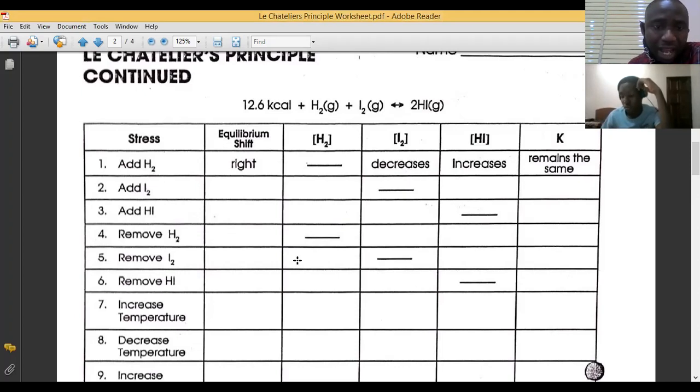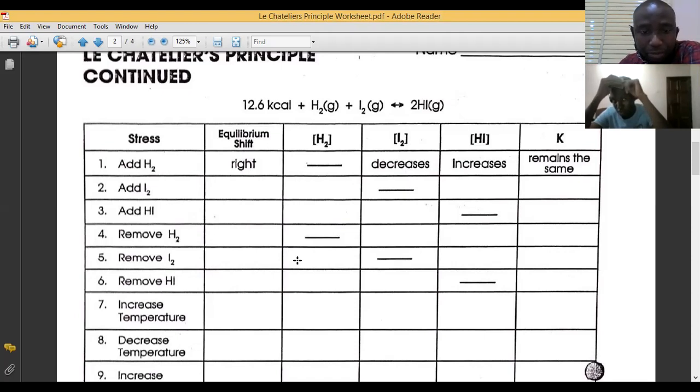Okay. Now, when we add iodine, where would the equilibrium shift to? To the right. Okay. What will happen to H2? It will decrease. Awesome. Let's leave I2 there. What happens to hydrogen iodide? It increases. Correct. When we remove H2, that's hydrogen, where will equilibrium shift to? To the left, awesome.